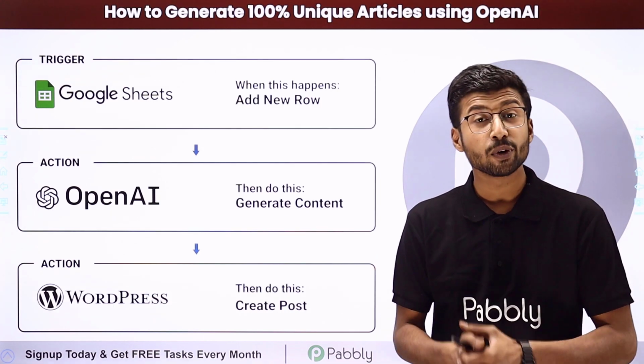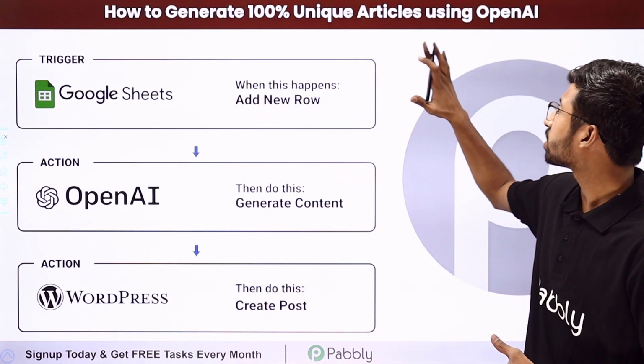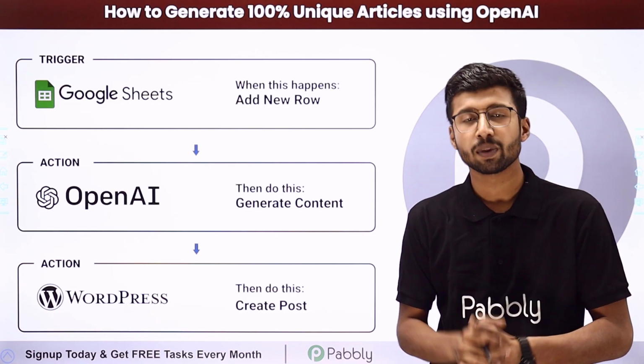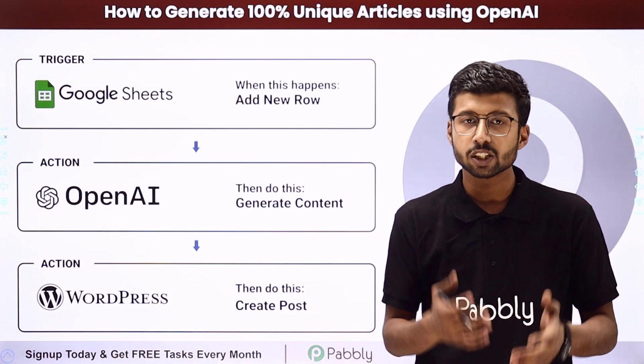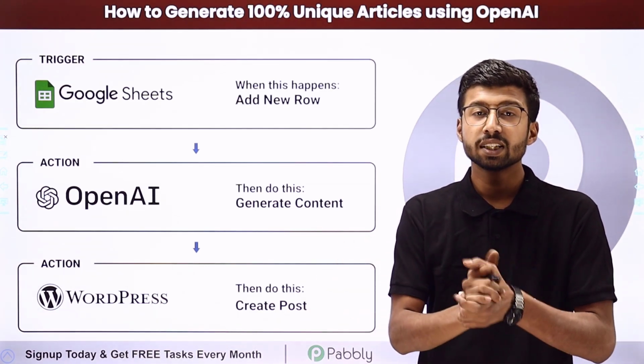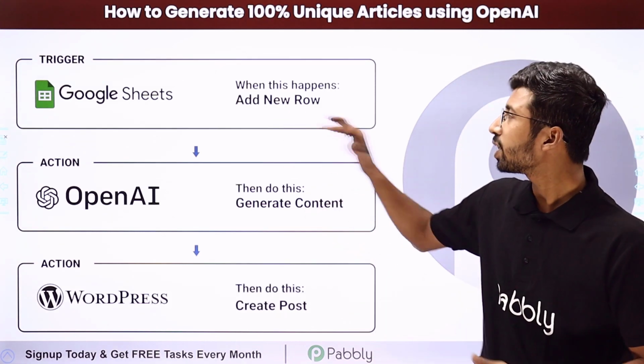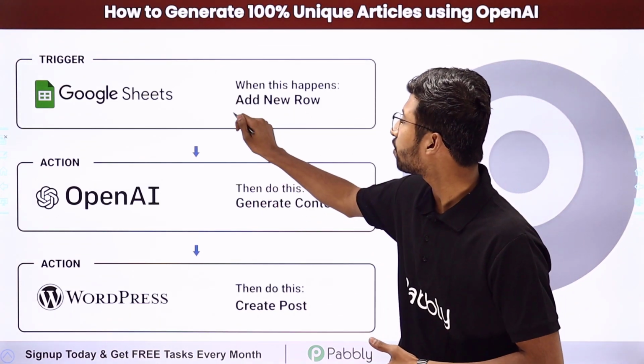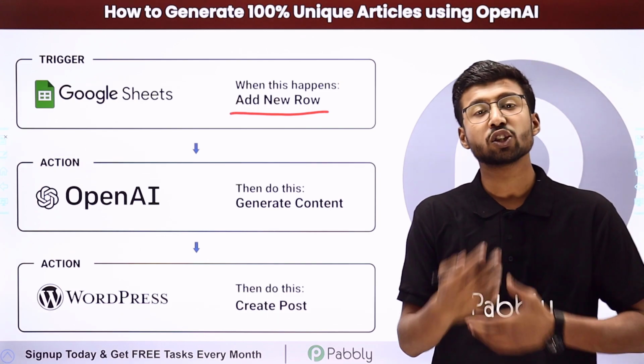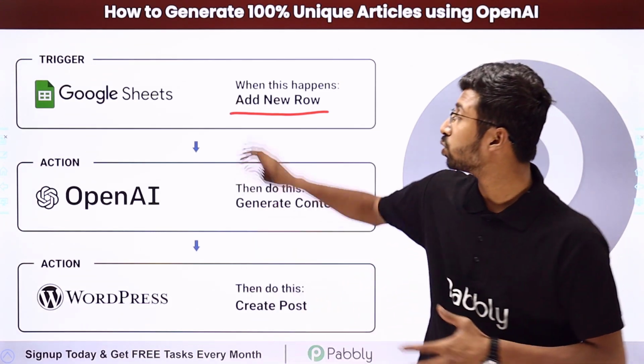So in this video, we are going to learn how to generate 100% unique articles using OpenAI. Now guys, if you keep on writing articles or you keep on posting blogs, this automation is for you. Using this automation, you just have to add a row of titles on which you want to create or write an article into your Google Sheet.